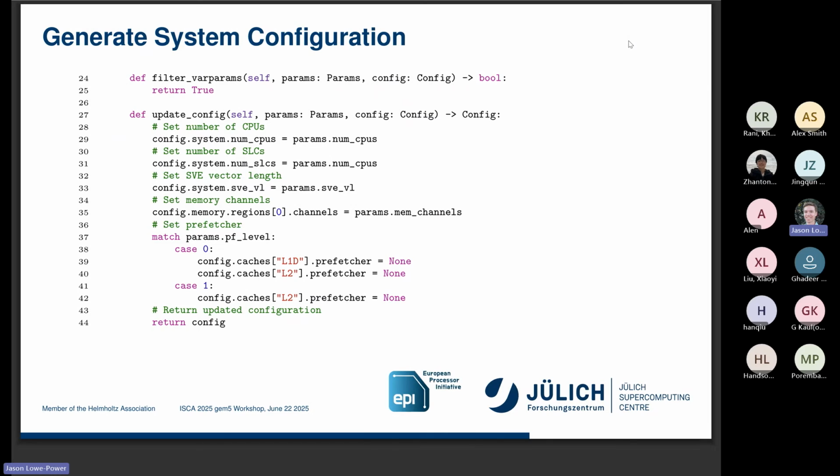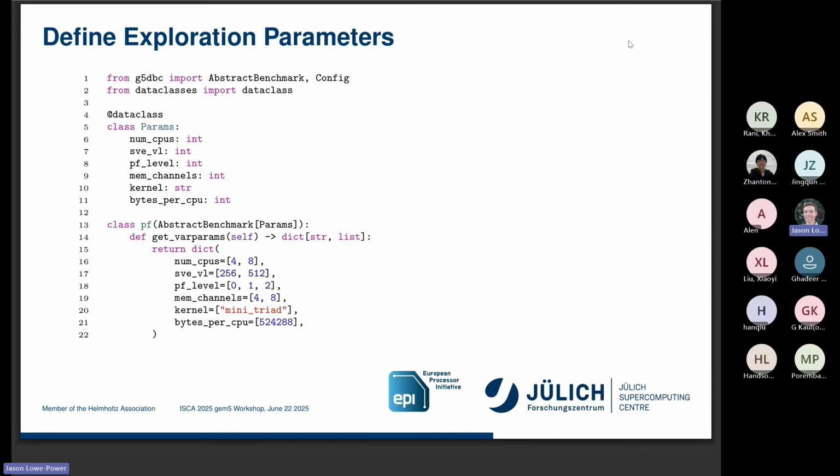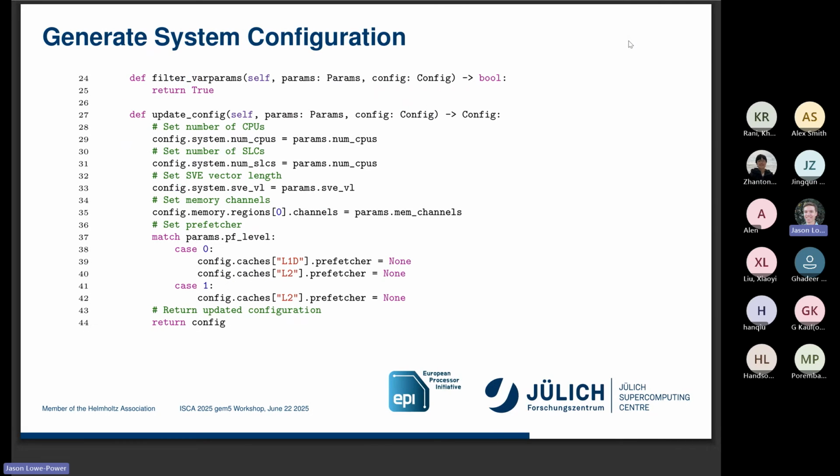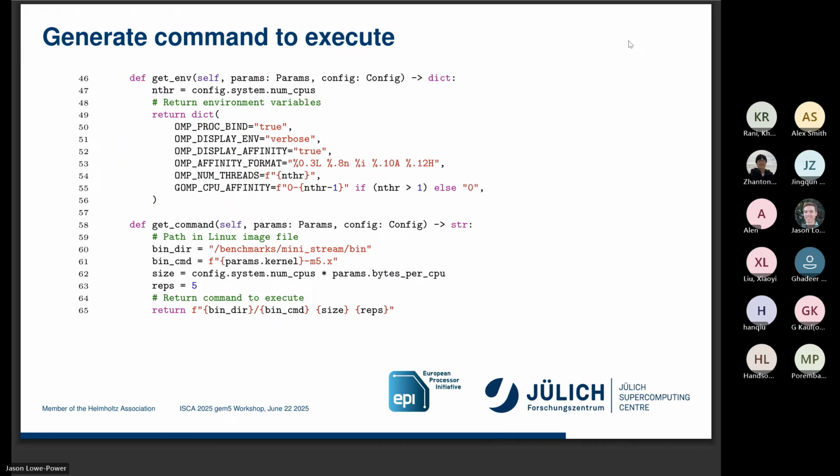The system will give you the Cartesian product of these parameters and feed them to update config, and then you can create an individual configuration for all the parameter variations. For example, here you select the number of CPUs, the SVE vector length, and then set the prefetchers to either none or leave them alone based on the input parameters. You define the environment and the command you want to execute on the full system simulation.